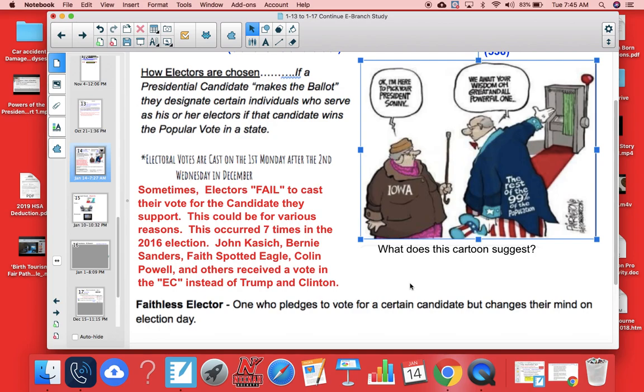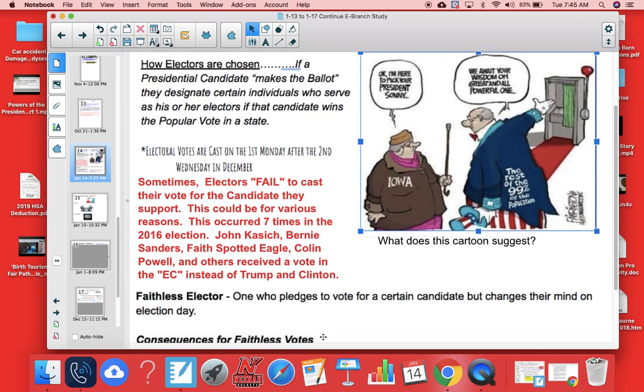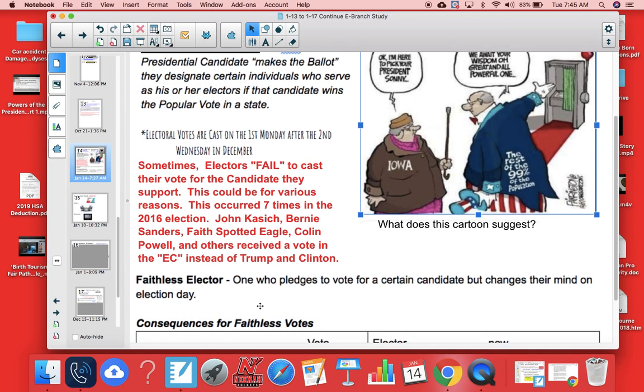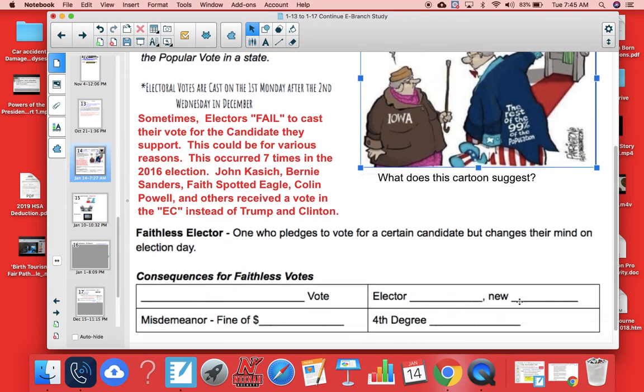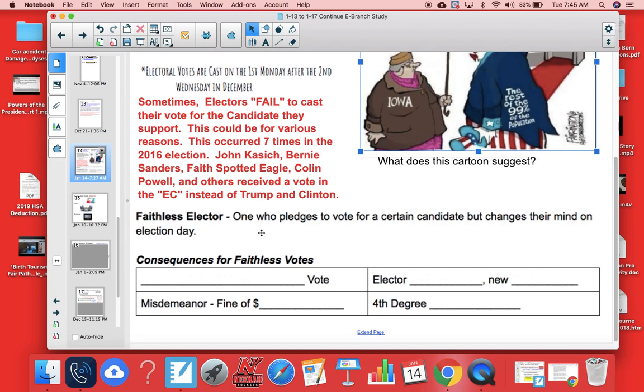So a faithless elector. What is a faithless elector? A faithless elector is one who pledges to vote for a certain candidate, but come casting vote time, they change their mind. All right? Some states put consequences in place for faithless electing, and this kind of is there to deter people from voting differently. It's kind of a little safeguard.